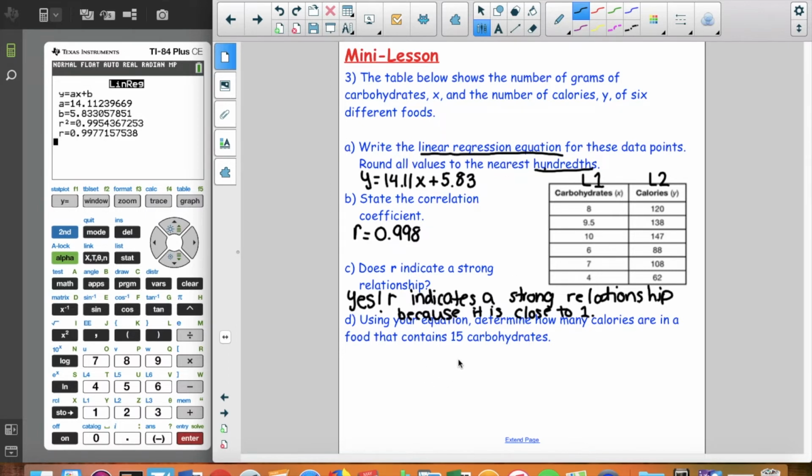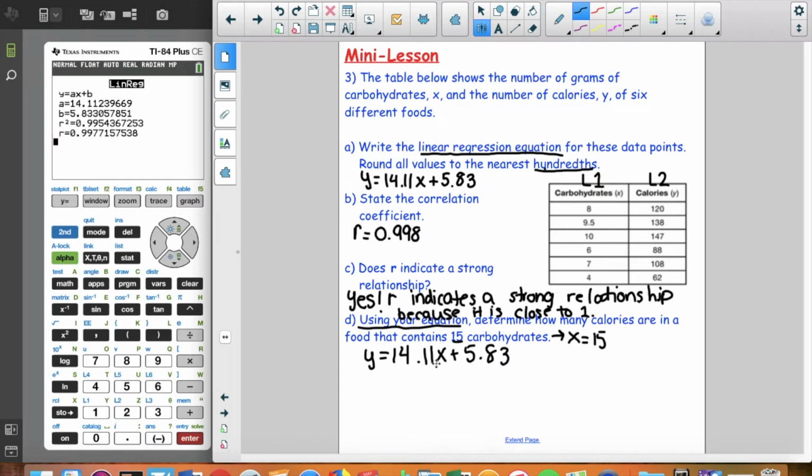Now let's do part D. It says using your equation, so I'm going to stop right there. Using our equation, this is our equation. So I'm going to start by writing that down. Y equals 14.11x plus 5.83. Okay, determine how many calories are in a food that contains 15 carbohydrates. I look back at our tables. Carbohydrates are where X is. So that means X represents the number of carbohydrates. So if we're looking for 15 carbohydrates, this tells us that X equals 15.